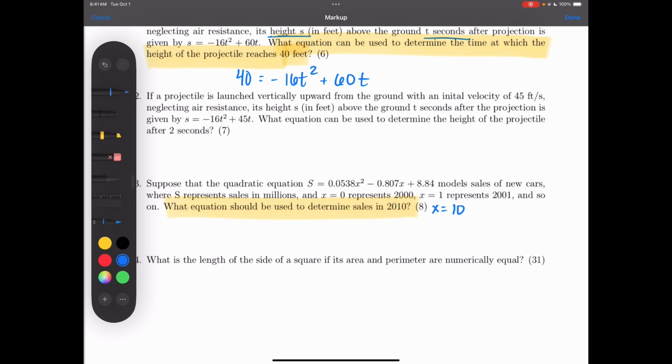And so then I have this equation here. s is sales. x, we can tell, is clearly time. So when I'm plugging in, I'm going to plug in this number for x in this equation. So s equals 0.0538 times 10 squared minus 0.807 times 10 plus 8.84. And that's all you have to do on that one. Again, it was just what equation. We're not actually solving anything.